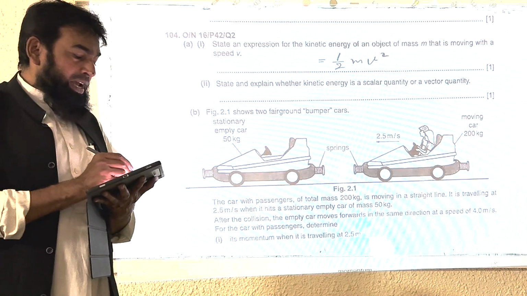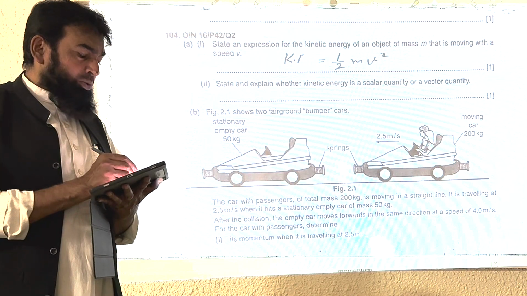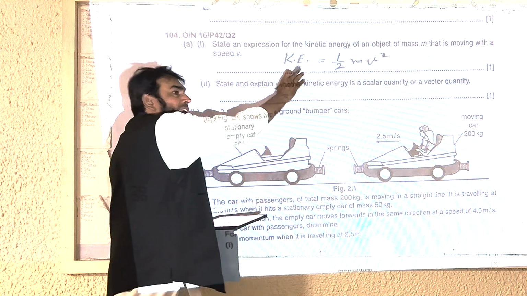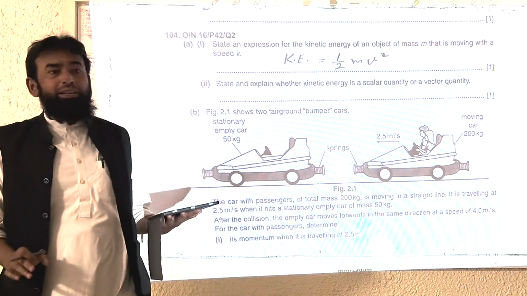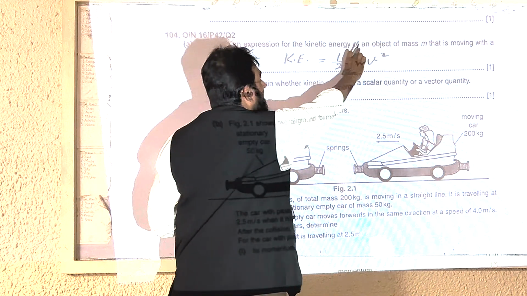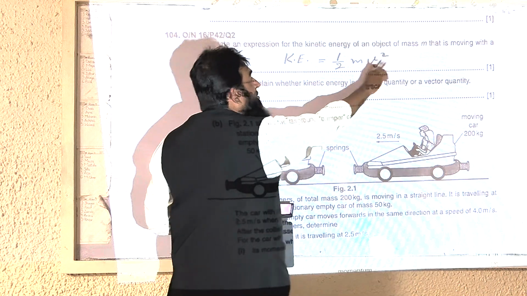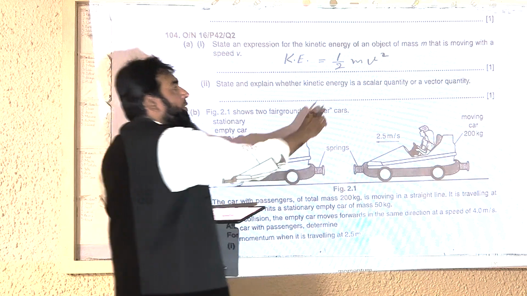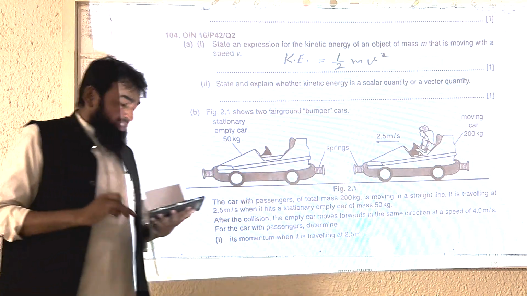KE is equal to half mv square. It is very important, right? Whether kinetic energy, the complete word can be written, it is better, is equal to half mv square, because he is asking for the expression of an object of mass m that is moving with speed v. So m for mass and v for velocity.